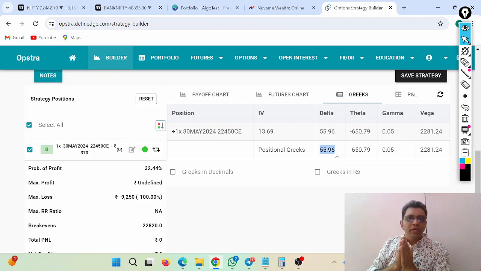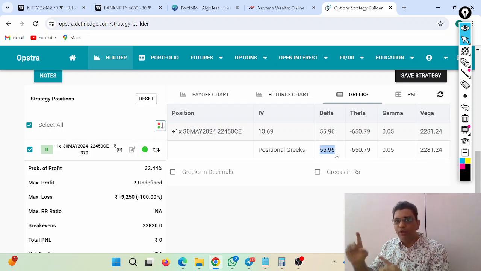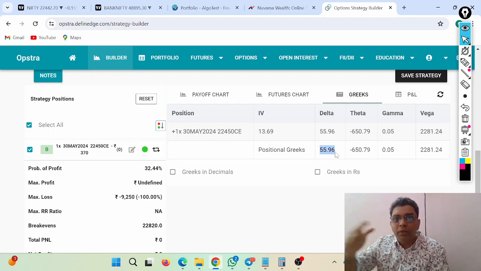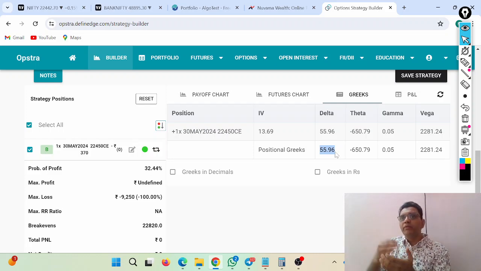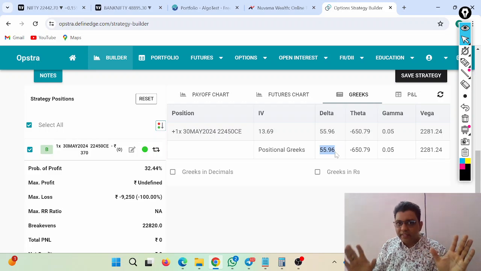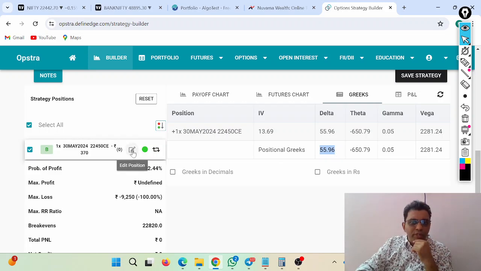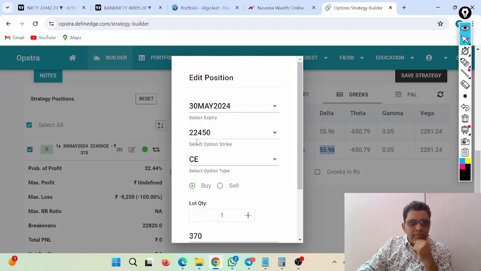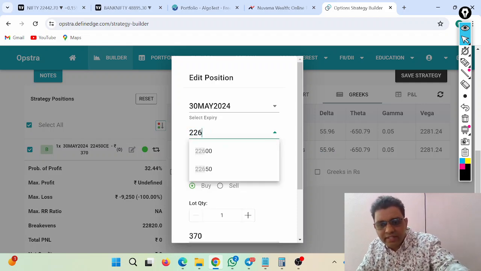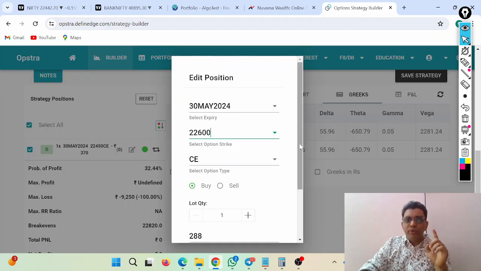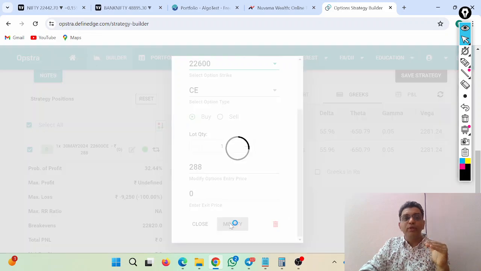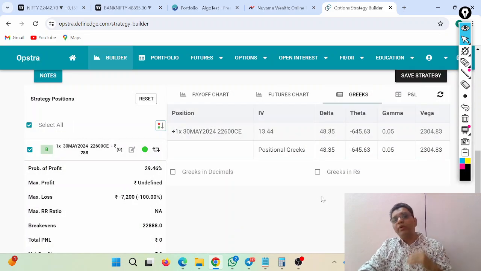In other words, the further I go out of the money, currently Nifty is at 22,450, so I bought the 22,450 call option. The further I go out of the money now, my probability of winning will decrease. It's quite a simple thing. Let's say, for example, instead of 22,450, I make it 22,600. So I am going a little bit out of the money, and as I am going out of the money, my probability of winning will decrease.